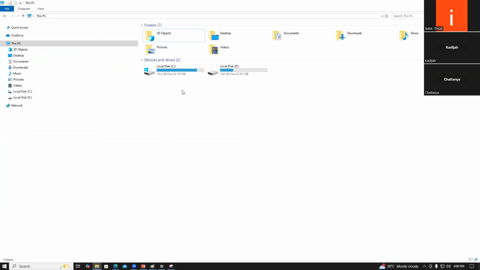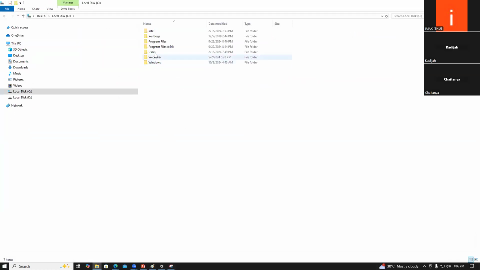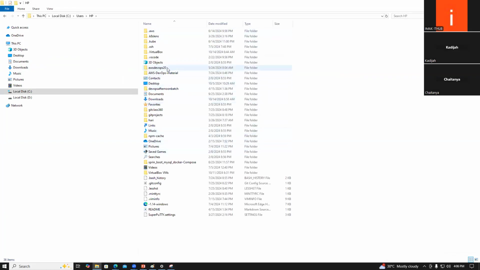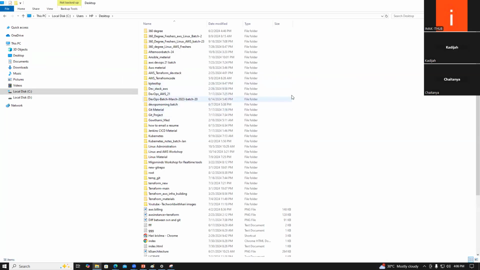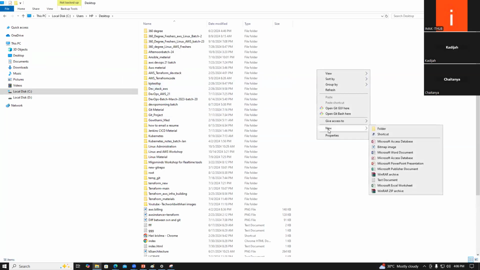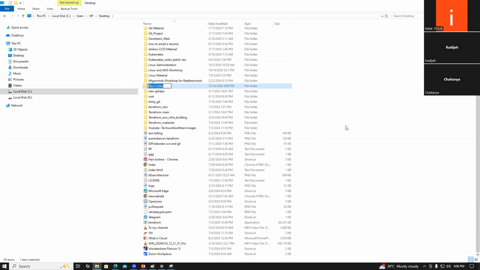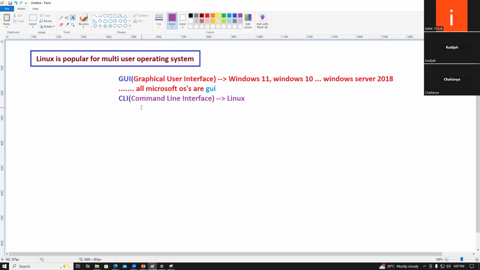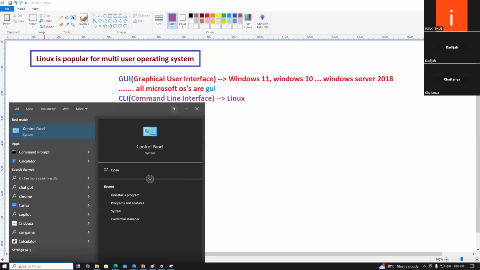If you want to create a folder, how can you create it? For example, on the desktop, you can directly right click and create a new folder. So I'm able to create the folder graphically. Now I want to create a folder in the command line interface. Command line means everything through commands. So CLI means command line interface. For example, CMD.